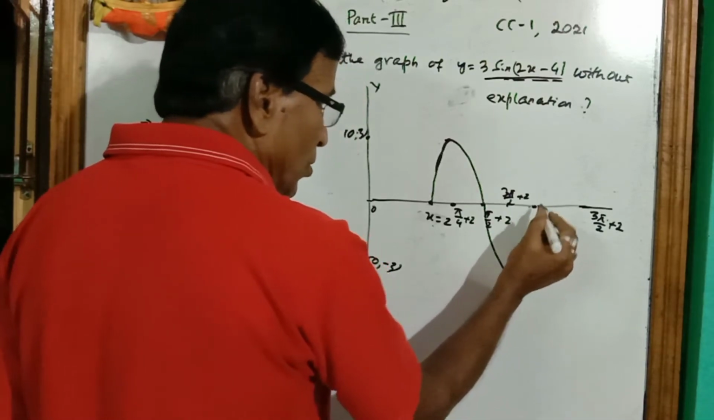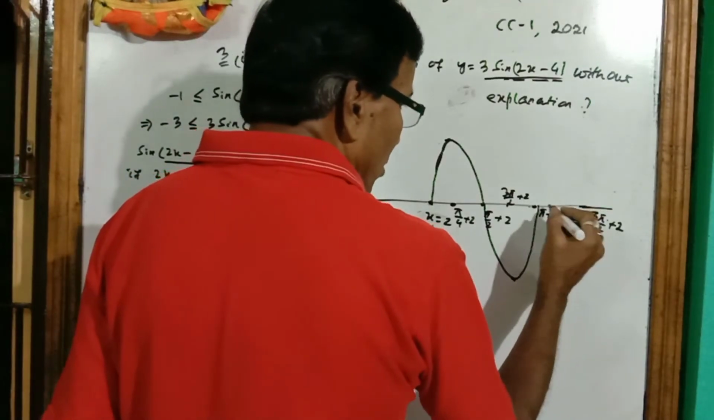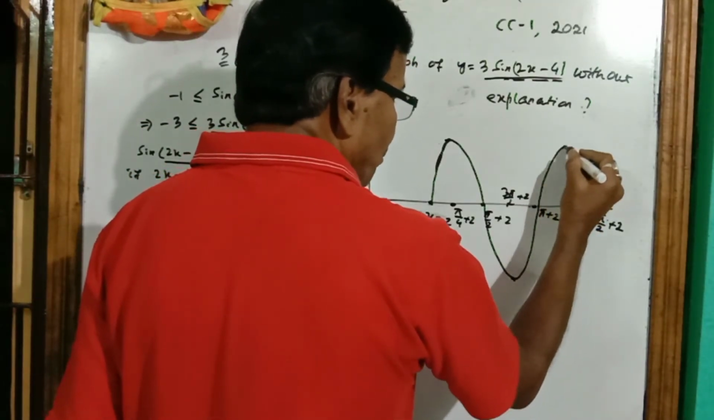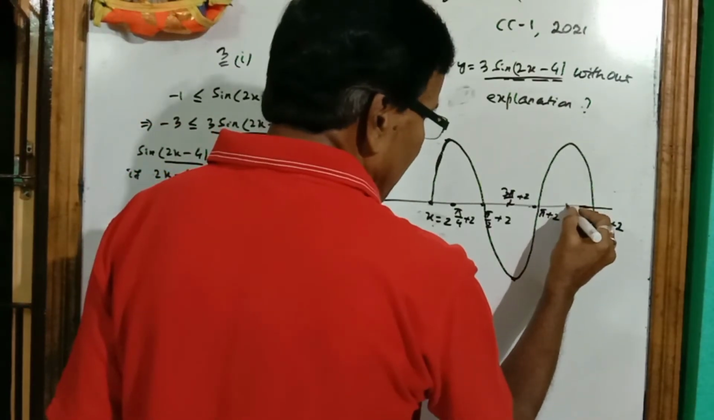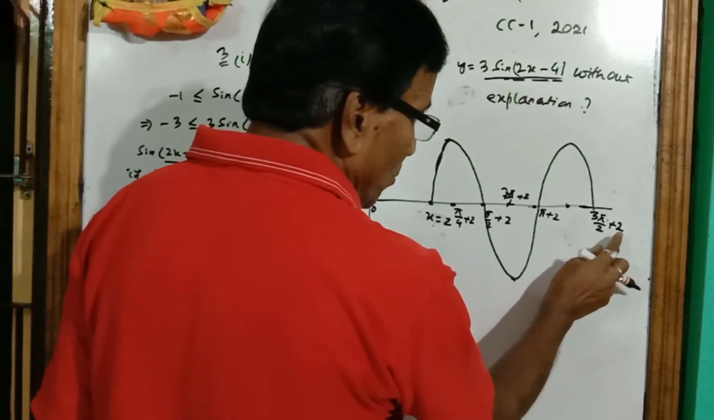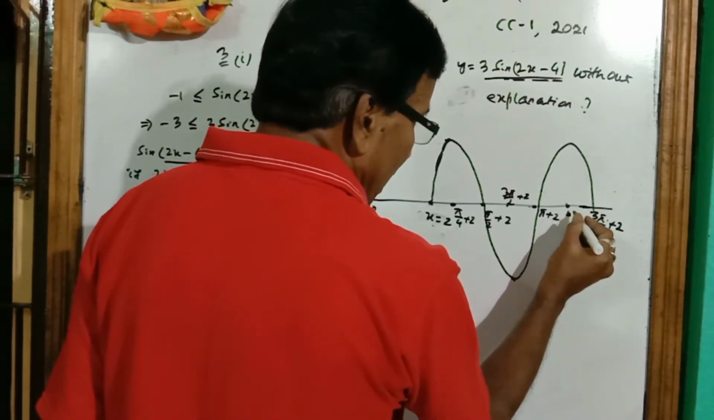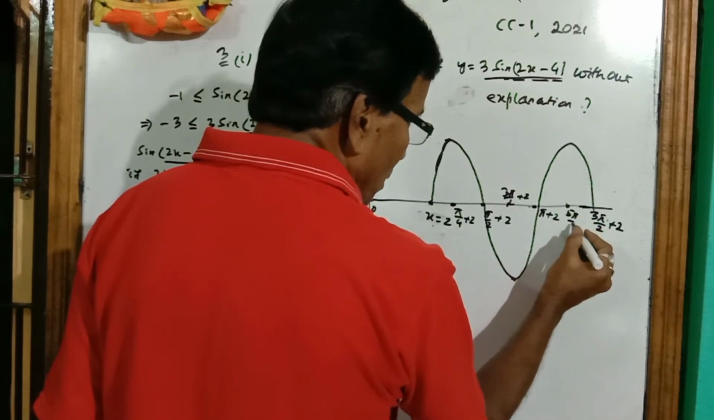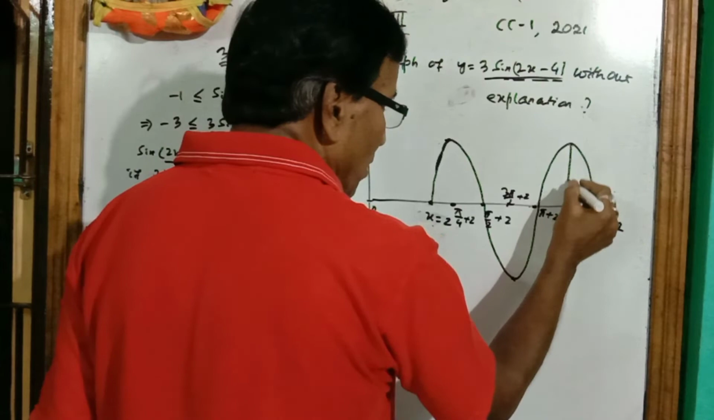Here again it will be 0 at pi plus 2. Again it will be 0 at this point. So here, what is the midpoint of these two? Pi plus 2, 3 pi by 2 plus 2. Midpoint is 5 pi by 4. At 5 pi by 4 plus 2, it will again be equal to plus 3.